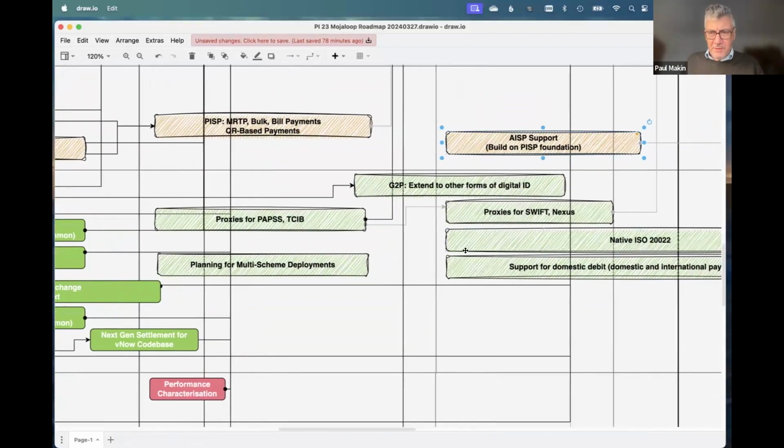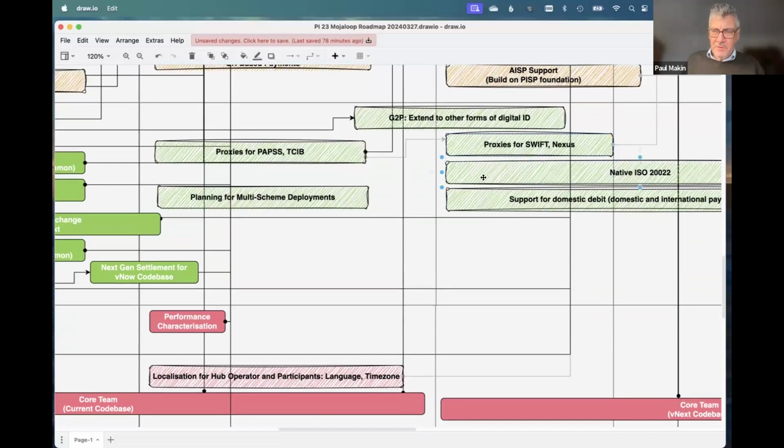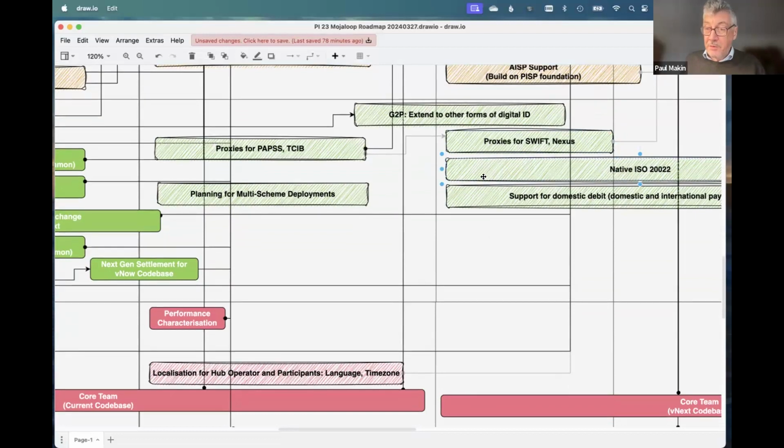Similarly, back to Pillar 3, we also know that there is a demand for proxies for Swift and Nexus, but that's lower priority, and we're not looking at that before PI 25. Similarly, native ISO 20022: we really need to wait for the ISO organization to approve those changes that Michael has introduced, and we certainly don't see it in the next PI, maybe PI 25. We'll see how it goes. And similarly, support for domestic debit is a requirement in a number of markets, but it's not a priority for us.